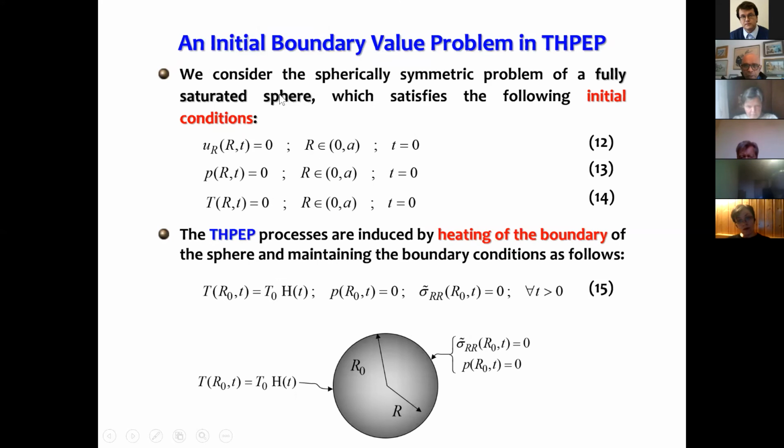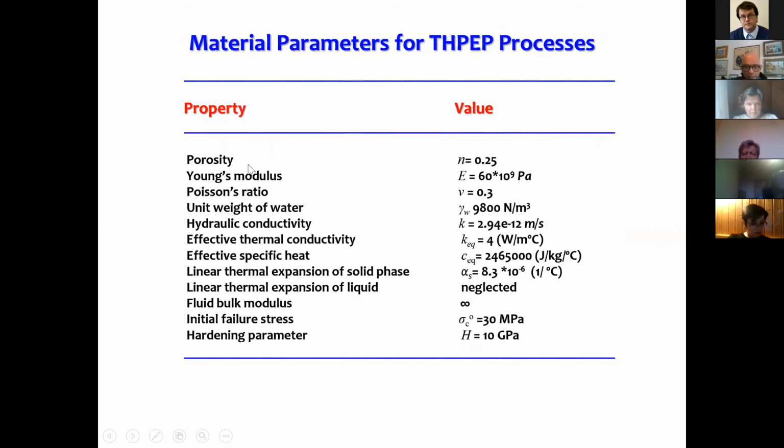So consider the initial boundary value problem, which is a saturated sphere. Initial conditions are these, and the surface is subjected to temperature rise there, and the pressure is kept at 0 there. And the effective stresses are 0 as well on the surface there. So we want to look at how the pressures develop inside the medium there. And I give some values for the properties there. I think this is available in the literature as well.